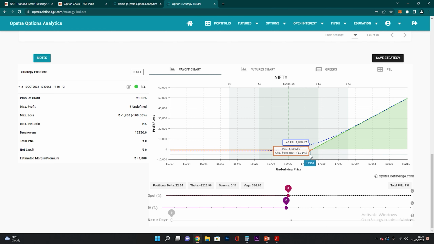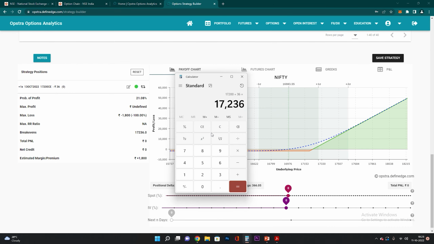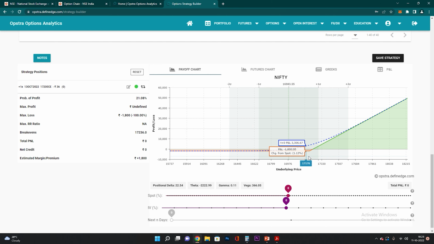For example, if the price reaches 17,300 at the end of expiry, the break-even price being 17,236, there will be a profit of 64 points. One lot is 50 quantity, and you have bought 50 quantities. So 64 into 50 is 3,200, which will be your profit when it reaches 17,300. The index can go to a higher level at any point, so the profit will be calculated in this method.